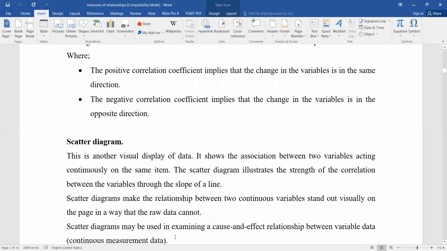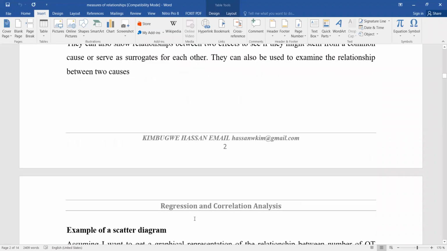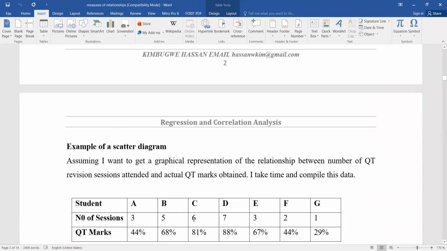Scatter diagrams make the relationship between two continuous variables stand out visually on the page in a way that raw data cannot. Scatter diagrams may be used in examining the cause and effect relationship between the variables, that is, continuous measurements. So, a scatter diagram, a good example.